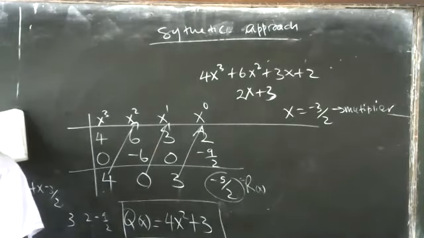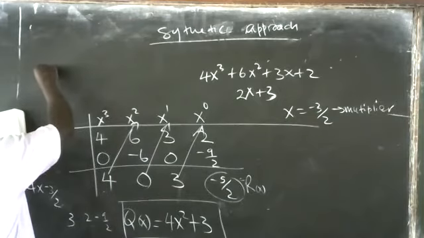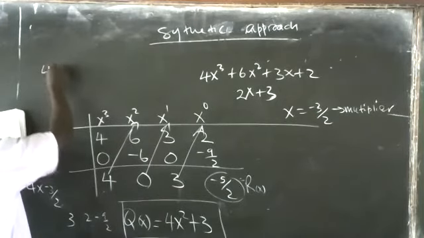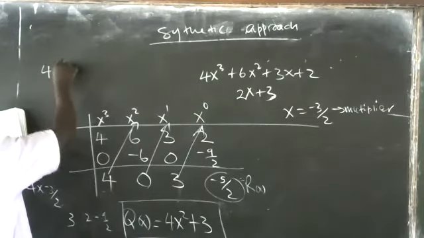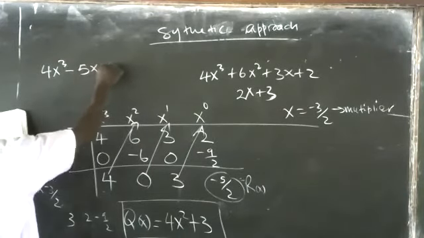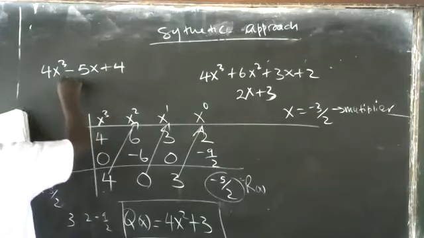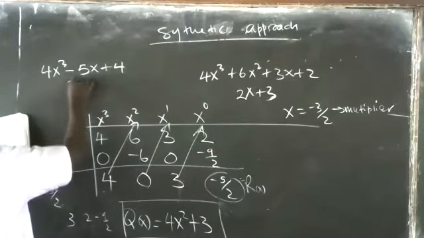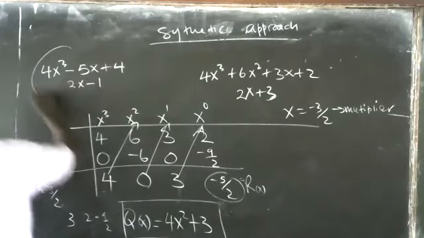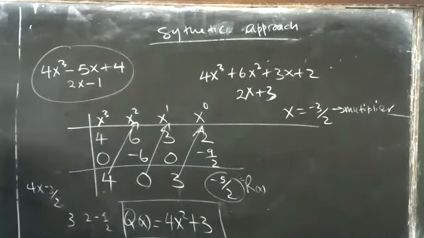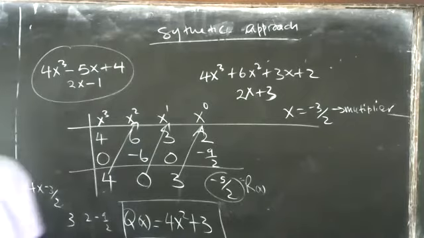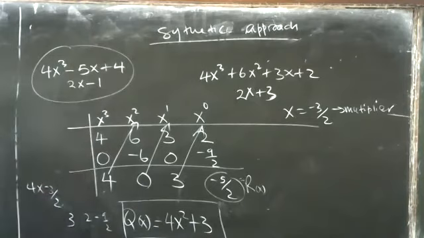Are you through? If you are through, can you try this question? We have 5 minutes. Find the remainder when the polynomial 4x cubed minus 5x plus 4 is divided by 2x minus 1 using the synthetic approach. Find the remainder and the quotient when this polynomial is divided by that using the synthetic approach.